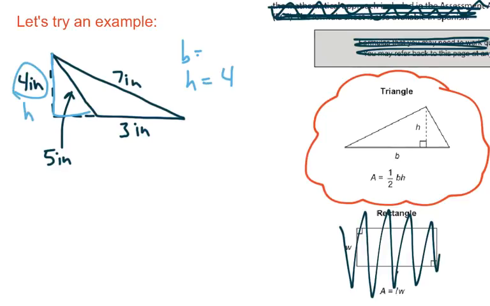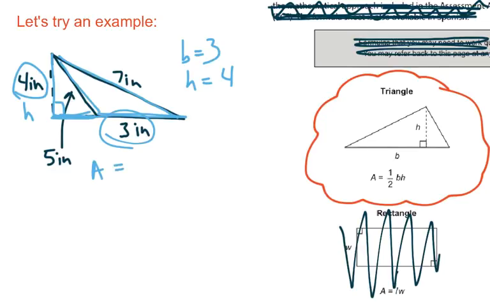So in this case, our height is 4. Now what's our base? Our base has to create a right angle with our height. This 3-inch line is one side that could be our base. We have 7 inches or we have 5 inches. 3 inches is the side that creates the right angle with our height. Even though it doesn't extend the whole way out to the height, it still creates that right angle. So our base would be 3 inches.